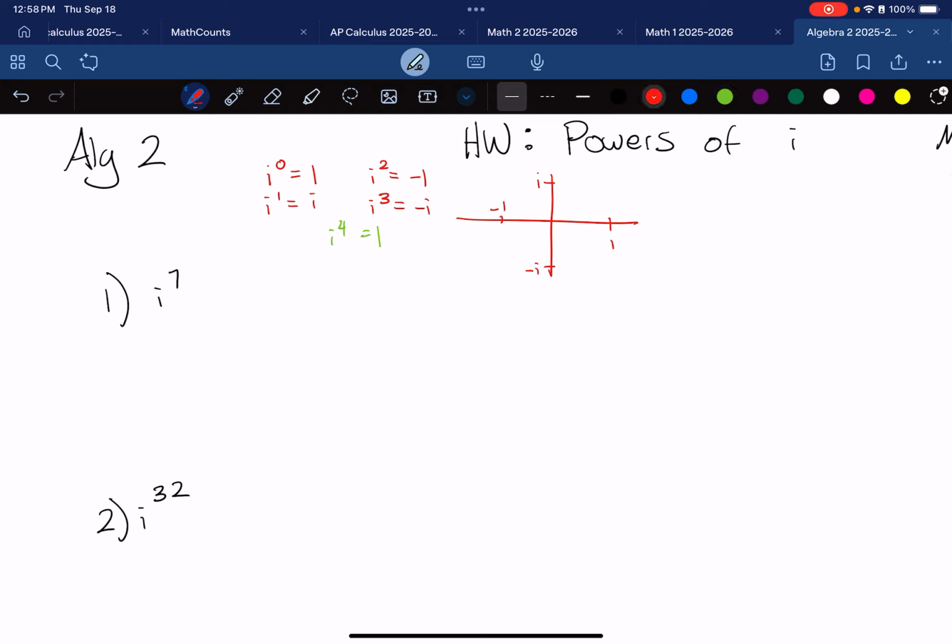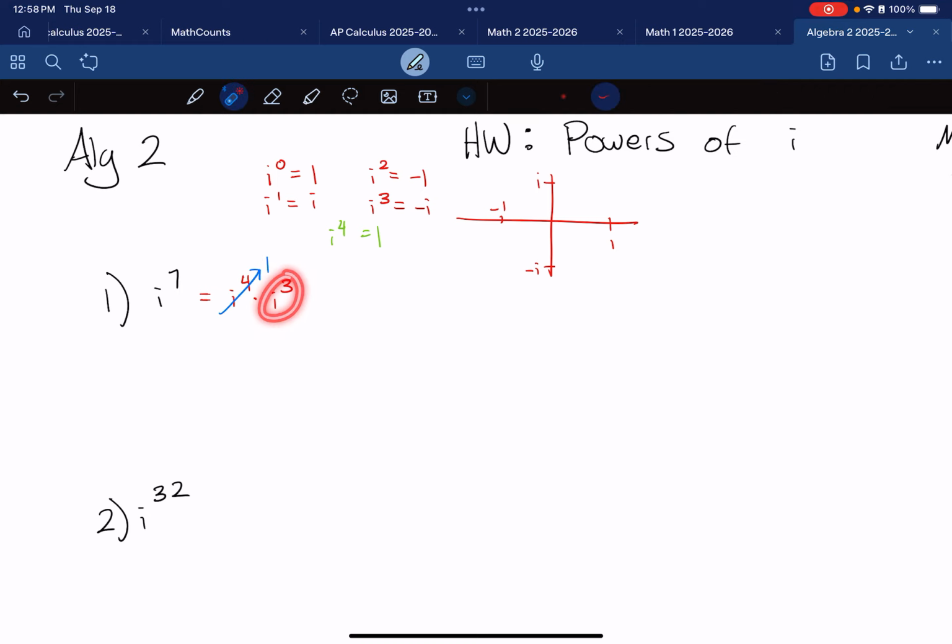So here's how you solve number 1. Number 1 is really i to the power of 4 times i to the power of 3. Using those properties of exponents, when I have the same base and I multiply, you add the exponents. I'm trying to get as many of these i to the power of 4s out as possible, because anything that's i to the power of 4 is just 1. Meaning that this is just 1.